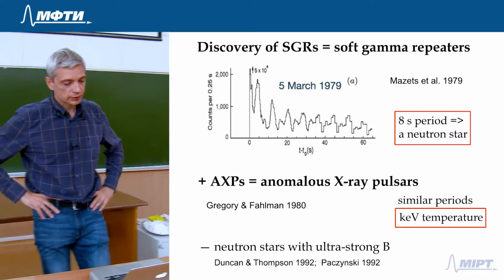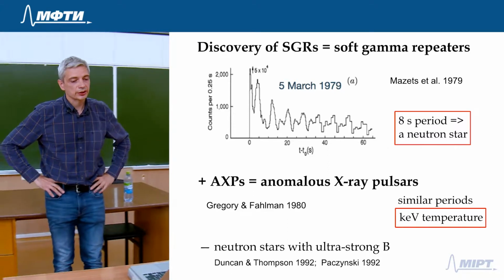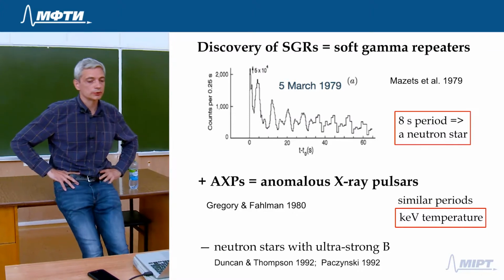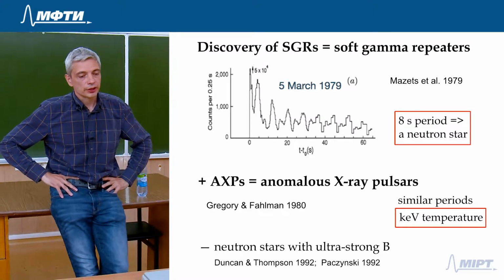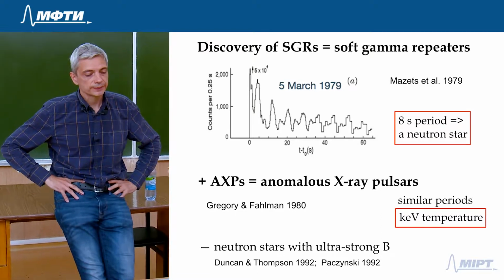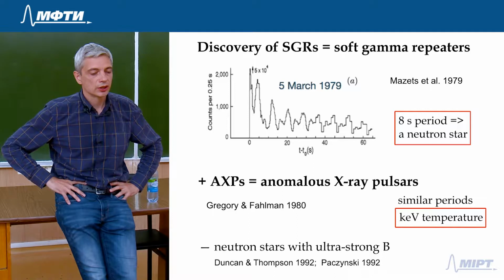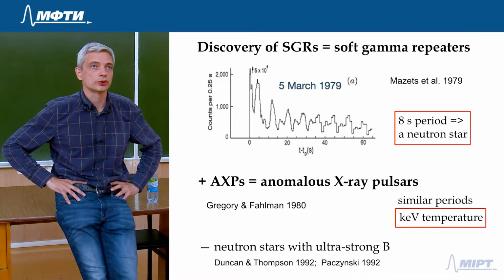Right, so the discovery of magnetars, which were not realized to be magnetars at first, they were called soft gamma repeaters. That happened in the end of the 90s, through the detection of a bizarre object that began to produce short bursts of soft gamma rays.